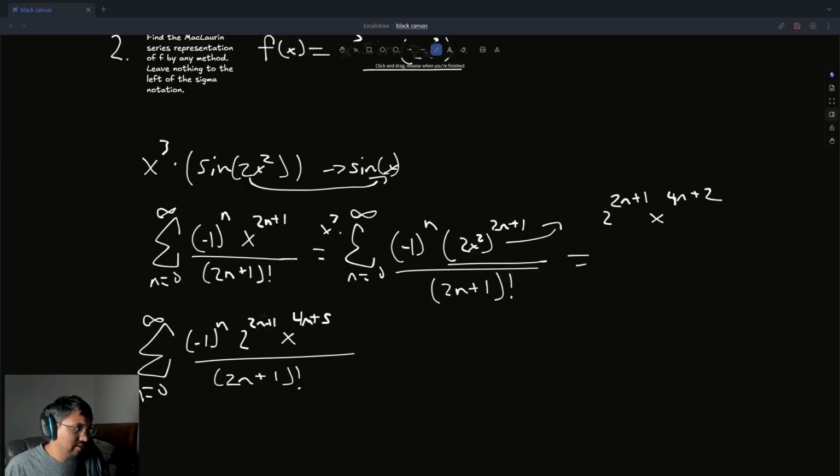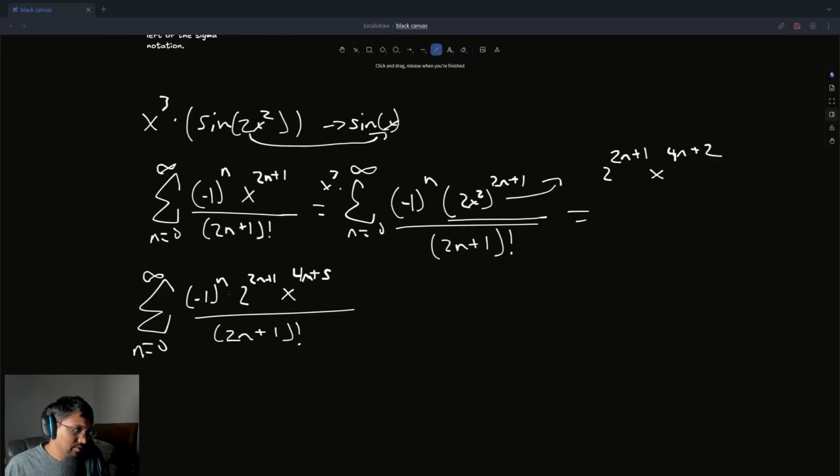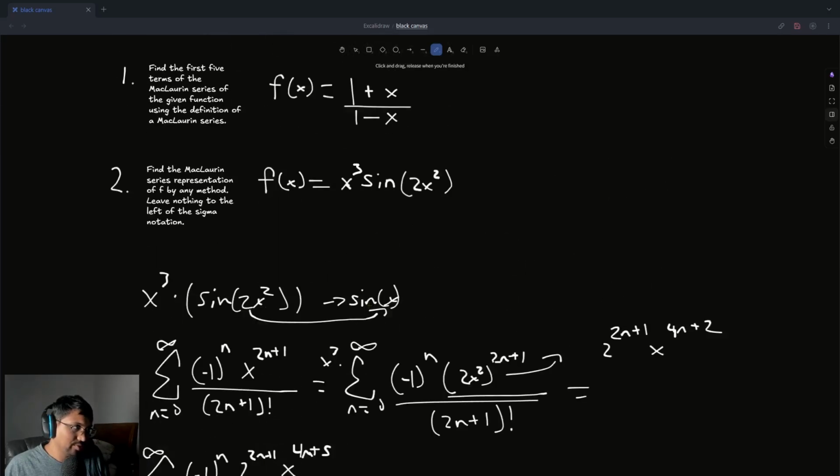We are done. We have very compactly represented the power series, or rather the Maclaurin series representation of this function x cubed sine of 2x squared, and it is thus fully simplified. And that's all we have to do. Obviously, if you wanted to, you could write out the first n terms here. Wherever you see an n, plug in a 0, then plug in a 1, 2, 3, 4, and so on, right? And then it'll give you a nice approximation up to n terms of the Maclaurin series representation, right?